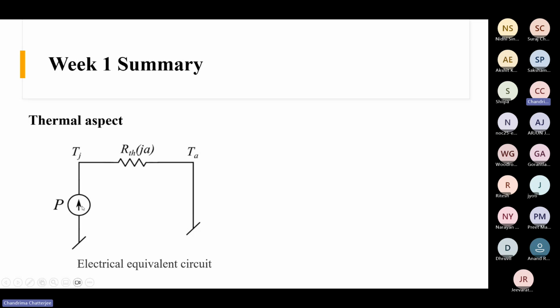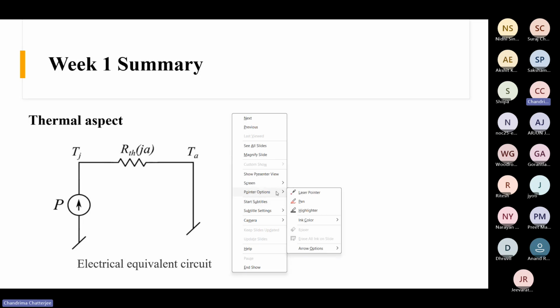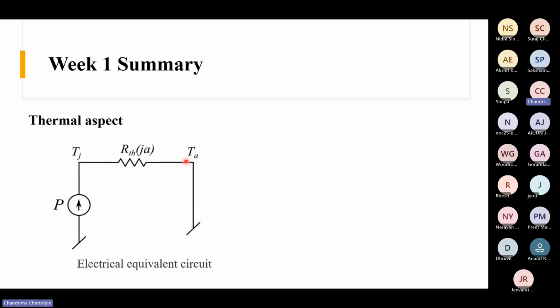So this is like equivalent to a current source, maybe this is the power loss, and these two are the junction temperature and the ambient temperature, right? And RTHJA is basically the thermal resistance from junction to ambient. So this is the formula, right? So this resistance is basically Tj minus Ta divided by P.